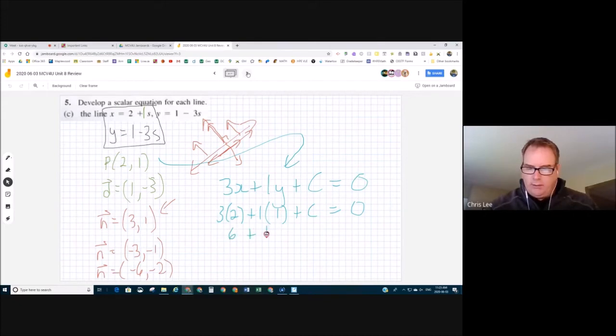Plus 1 plus c equals 0. So that's 6 plus 1 is 7. Bring it to the other side is -7. And so therefore the equation is 3x plus 1y minus 7 equals 0.